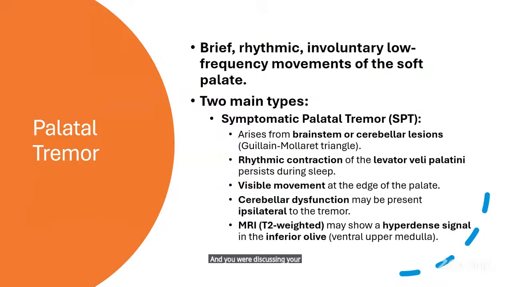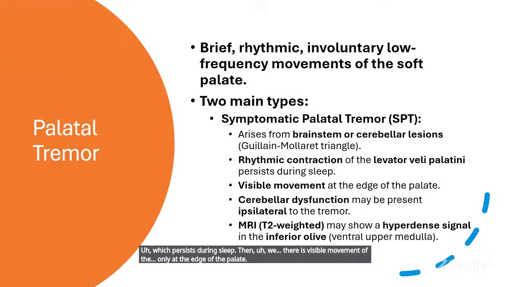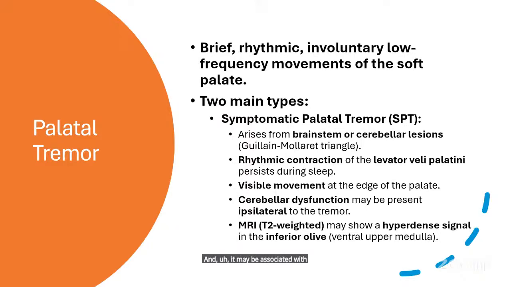Palatal tremor, they are of two types. First, symptomatic palatal tremor. They arise from a brainstem or cerebellar lesion, that is the Guillain-Mollaret triangle. They are rhythmic contractions of the levator veli palatini muscle, which persist during sleep. There is visible movement only at the edge of the palate, and it may be associated with cerebellar dysfunction, and MRI may show a hyperintense signal in the inferior olive due to inferior olive hypertrophy.